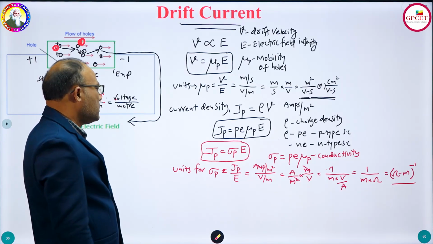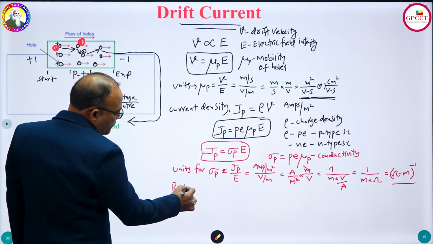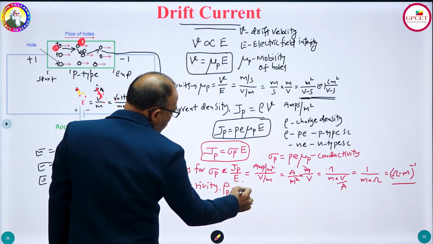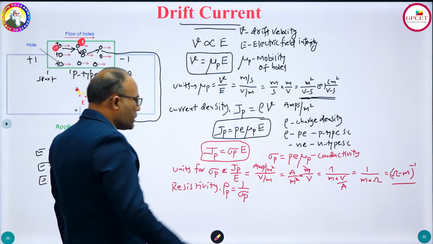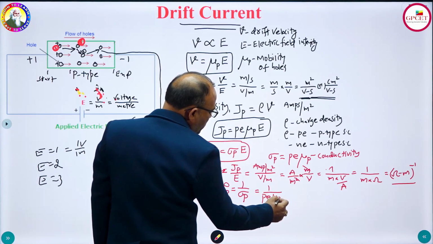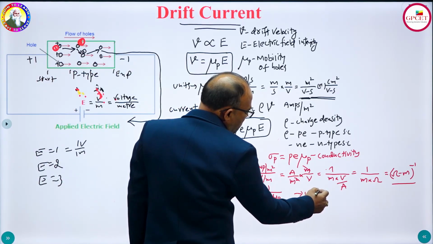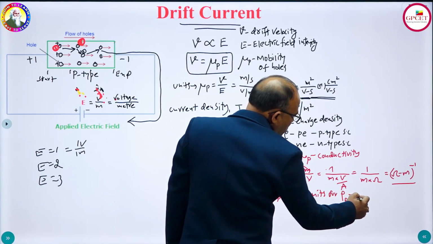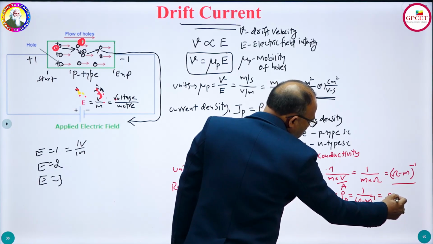Now similarly, we have another very important term into consideration here. It is called resistivity, which is given by rho p, that is equal to 1 by sigma p, the inverse of conductivity. So 1 by sigma p is nothing but 1 by Pe mu p for p-type semiconductor. Again, the units for resistivity: 1 by ohm meter inverse, that is equal to ohm meters.